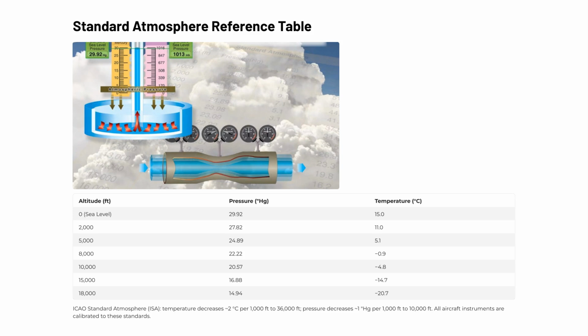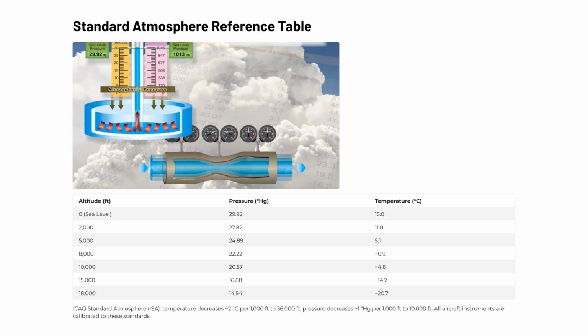This table summarizes the International Civil Aviation Organization standard atmosphere, which serves as the universal baseline for all aircraft instrument calibration. Take a moment to study these values carefully, because understanding the relationship between altitude, pressure, and temperature is fundamental to interpreting your flight instruments correctly.